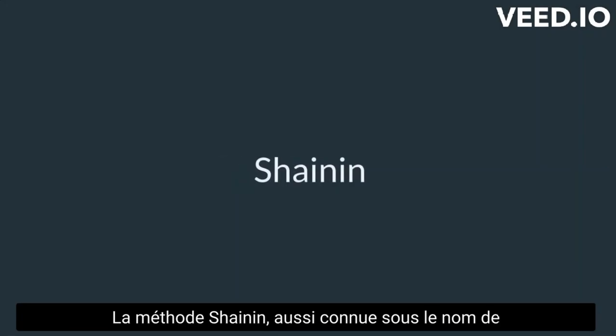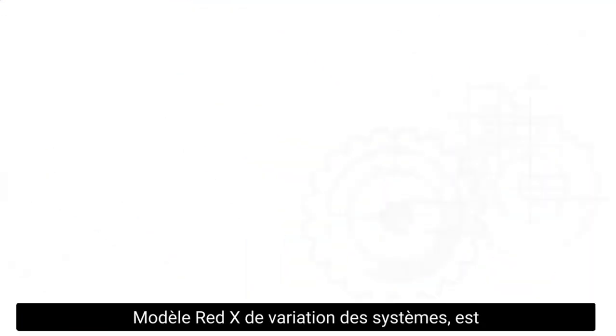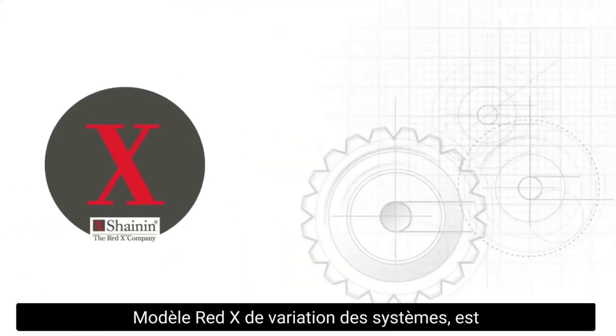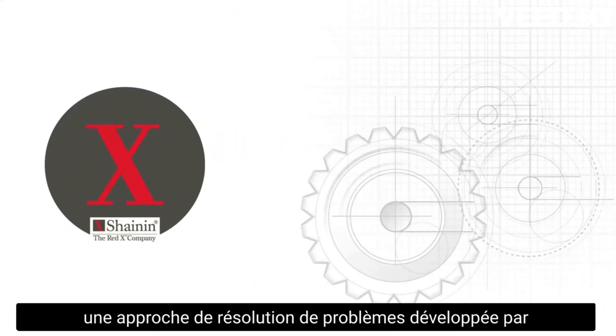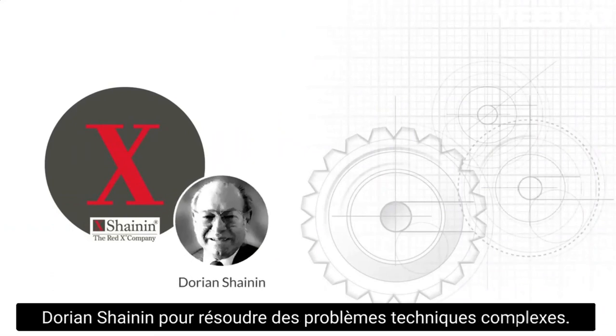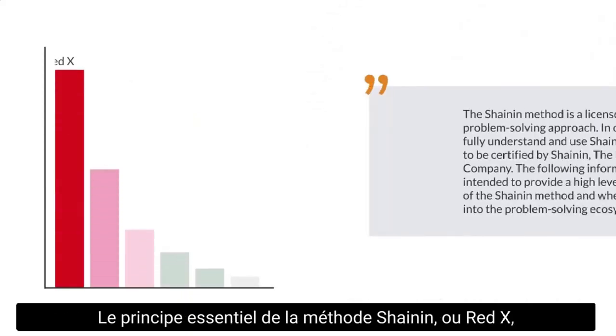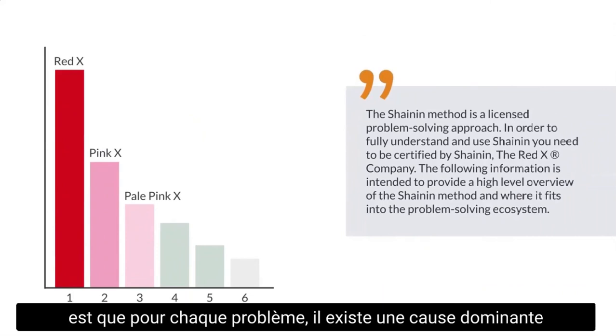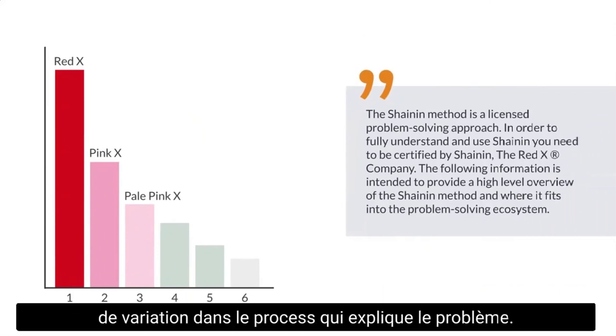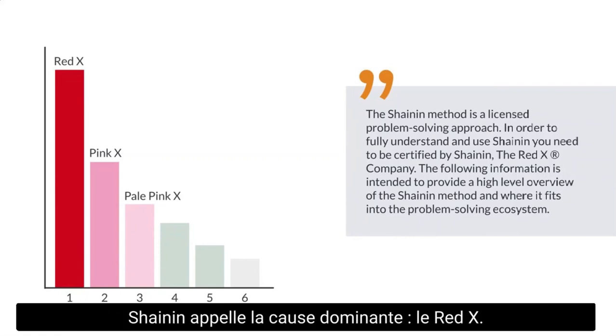The Shainin methodology, also known as the Red X model of systems variation, is a technical problem-solving approach developed by Dorian Shainin for solving complex technical problems. The core premise of the Shainin method, or Red X, is that in any problem, there is a dominant cause of variation in the process output that defines the problem. Shainin terms the dominant cause the Red X.